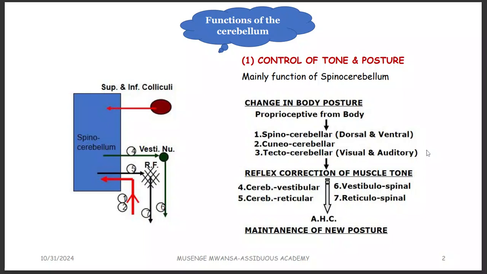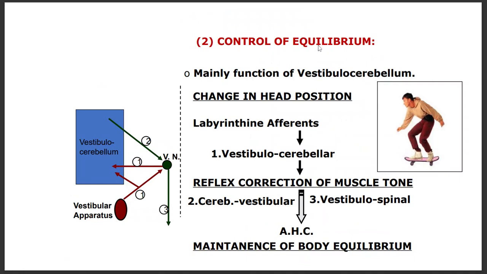So, cerebellum. Starting with function, I've seen questions on simple things like that. The functions of the cerebellum: number one is to control tone and posture. If I'm standing, my muscles are already contracting, right? So controlling that, and that function is because of the spinocerebellar tract, the connection between the spinal cord and the cerebellum, for tone and posture. Also to control equilibrium, because of the vestibulocerebellar tract coming from the inner ear.